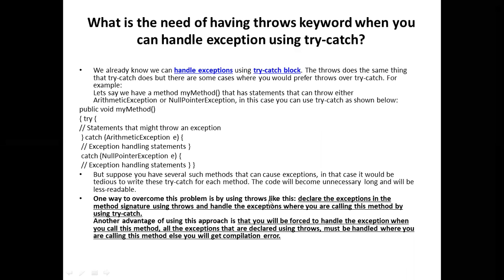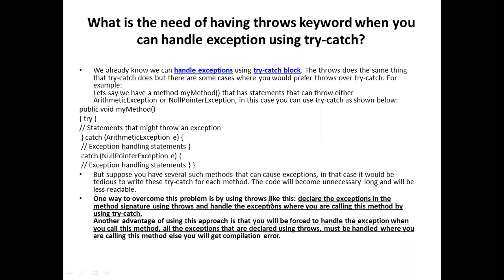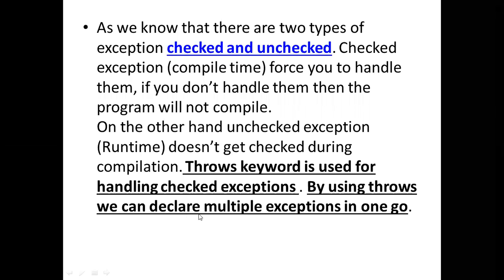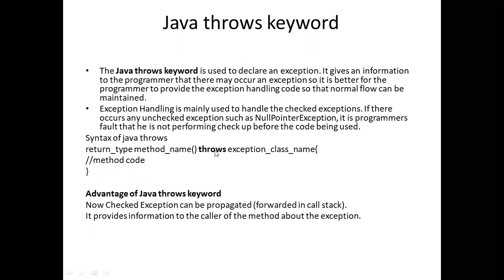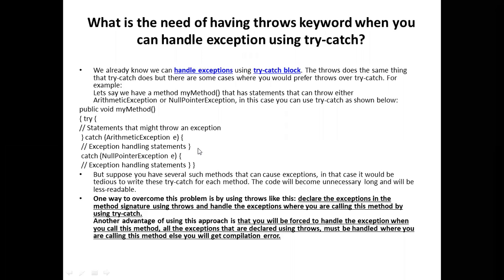Throws works the same as try catch, but the difference is that with try catch we write it again and again for a particular method, whereas with the throws keyword we declare that exception in the method signature only. As you have seen, we use throws with this method only, so there is no need to write all those try catch statements again and again. Clear? This is the reason we prefer to use the throws keyword when we have multiple exceptions in a particular program.